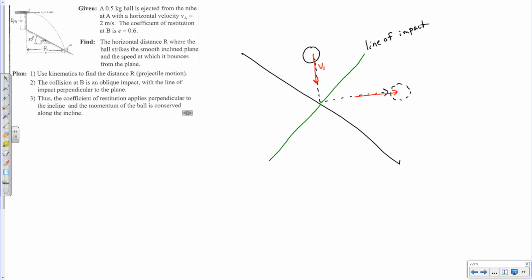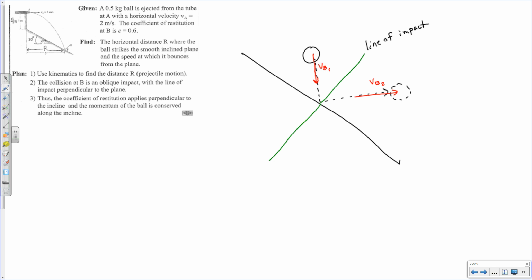So we could call this VB1, and we can call this VB2 to indicate the velocity of the ball as it approaches the ramp at location B, and VB2 would be the velocity of the ball after the impact as it departs from the ramp. So this is an oblique impact problem. It's with the Earth. We've studied problems where we have impact with the Earth. The Earth doesn't change its velocity in any meaningful way.